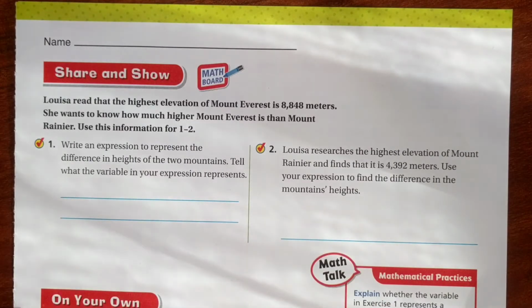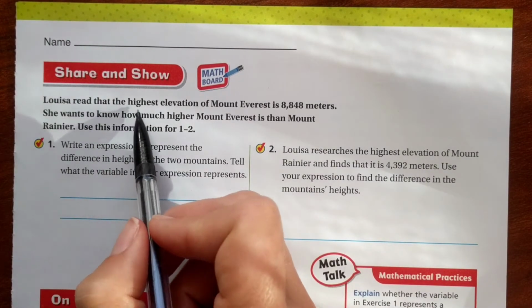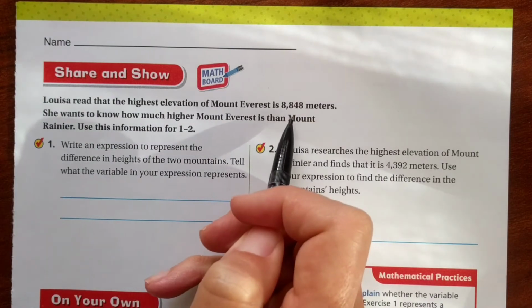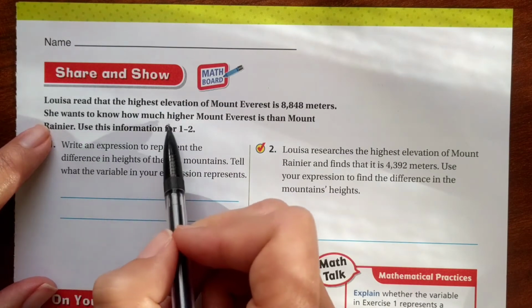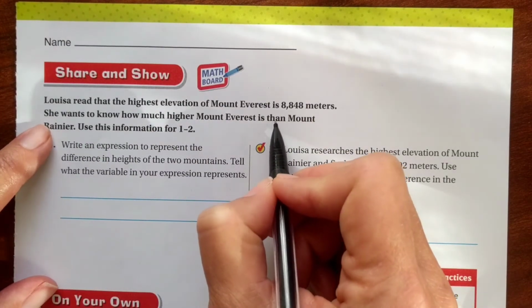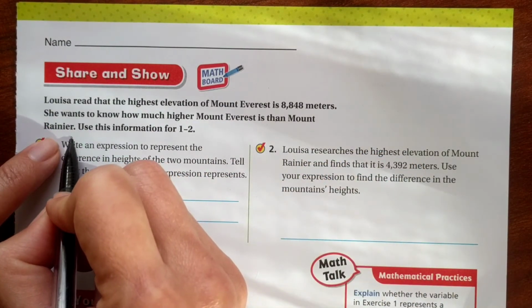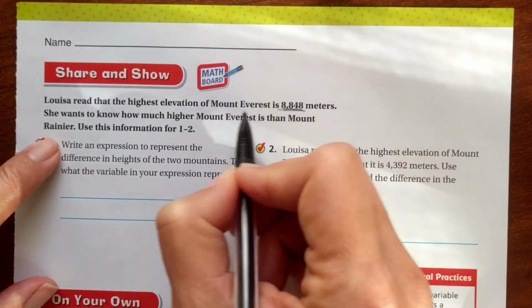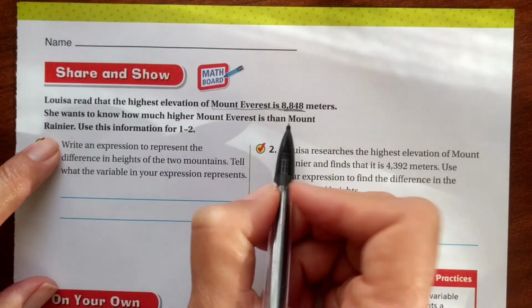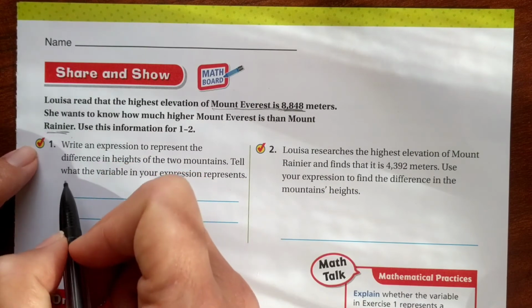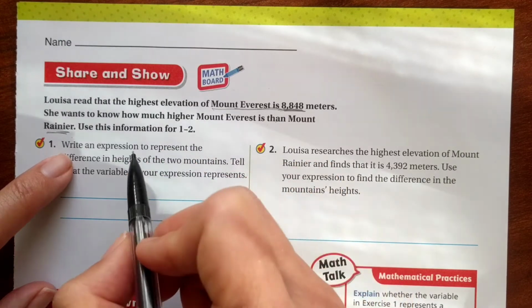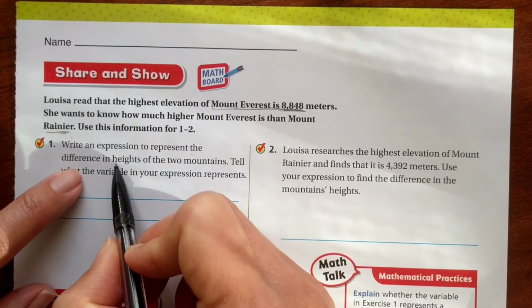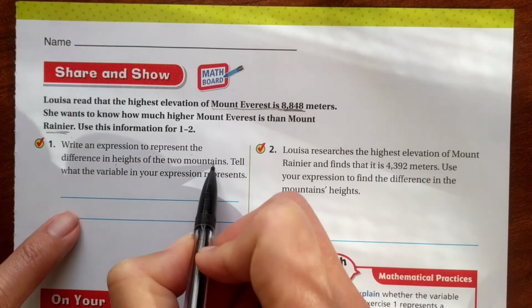All right, let's do one more together, and then we're going to do our notes. Louisa read that the highest elevation of Mount Everest is 8,848 meters. She wants to know how much higher Mount Everest is than Mount Rainier. So this is known. We know how tall Mount Everest is. We don't know how tall Mount Rainier is, at least not yet. We don't have that information. We haven't looked it up. So we're going to write an expression to represent the difference in heights of the 2 mountains.